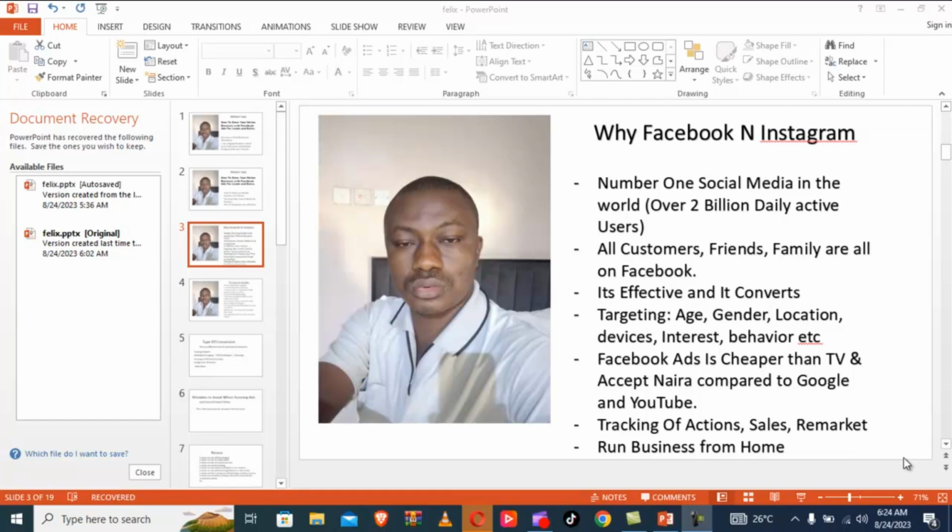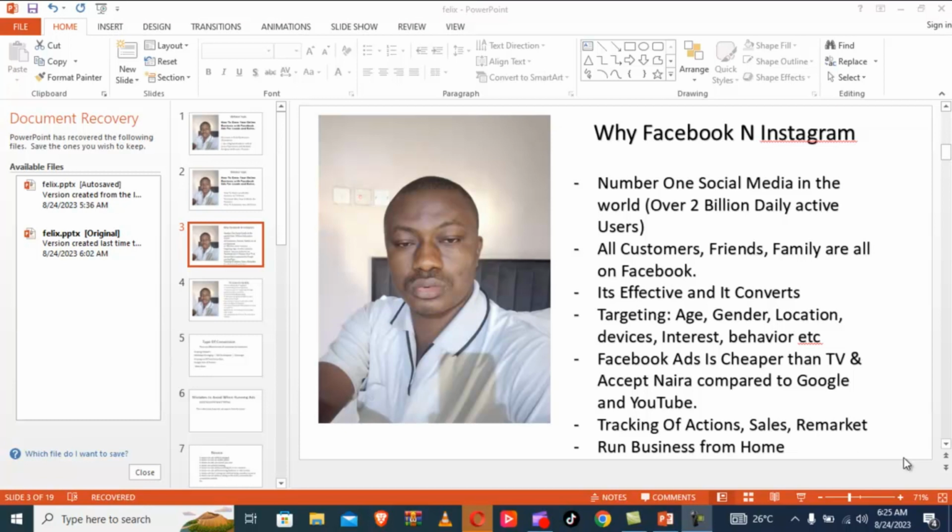Now, Facebook is the number 1 social network in the world, with over 2 billion active people every day going to Facebook either on their mobile phone or on their computer. Then also all your friends and families are all on Facebook daily, interacting and communicating with each other. So that means that your target audience are on Facebook. Then number 3, it's effective and it converts. That I will explain later in this training.